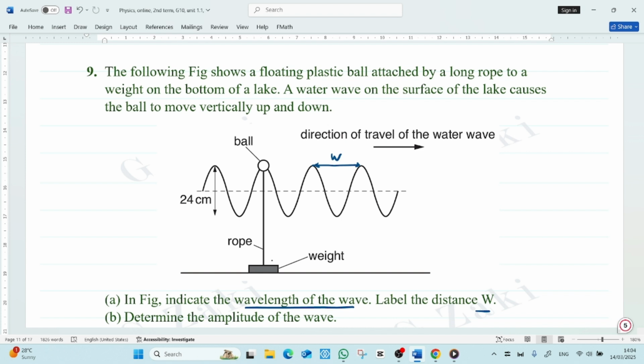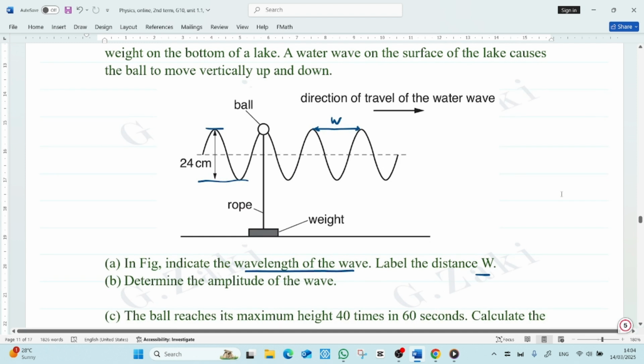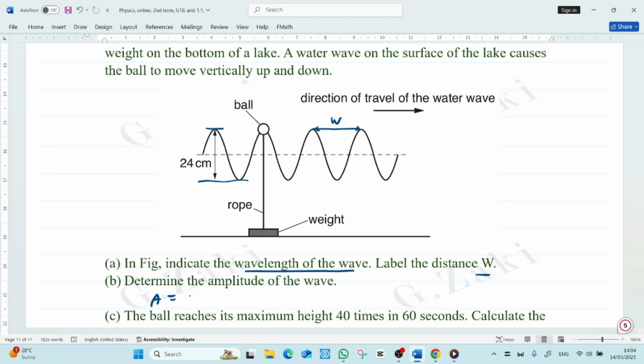Determine the amplitude. The total distance from crest to trough is 24. Then the amplitude is half the total distance. So the amplitude equals 24 divided by 2 equals 12 centimeters.